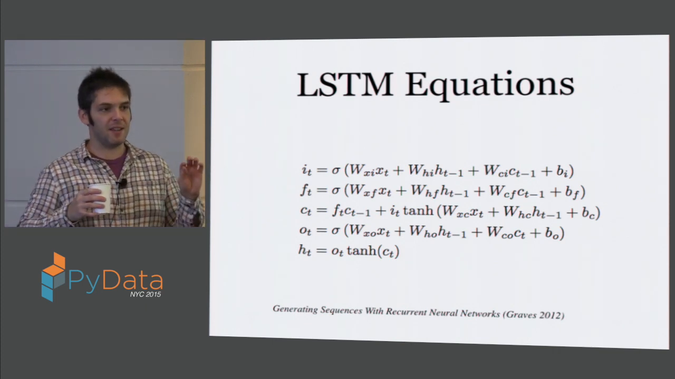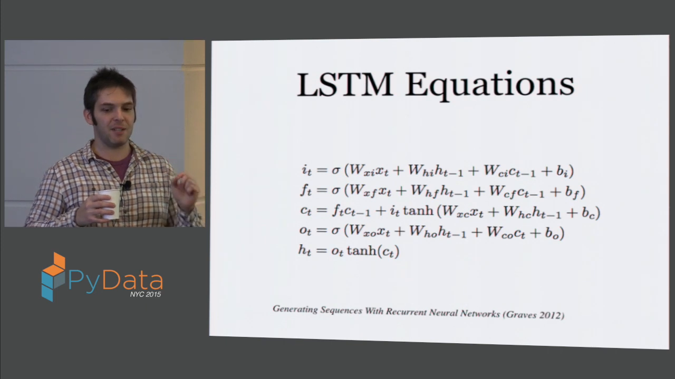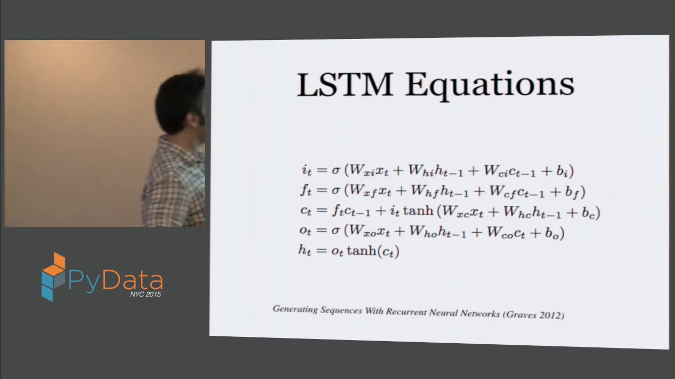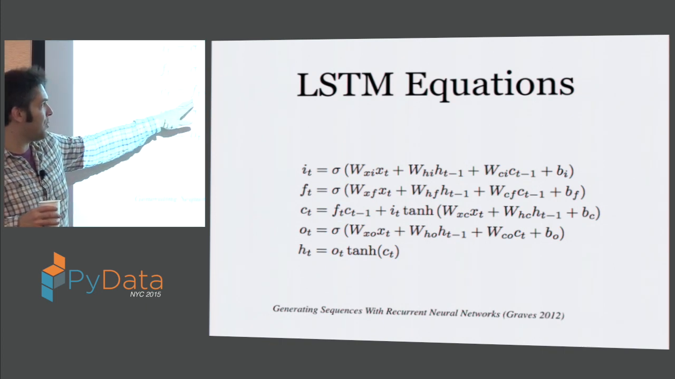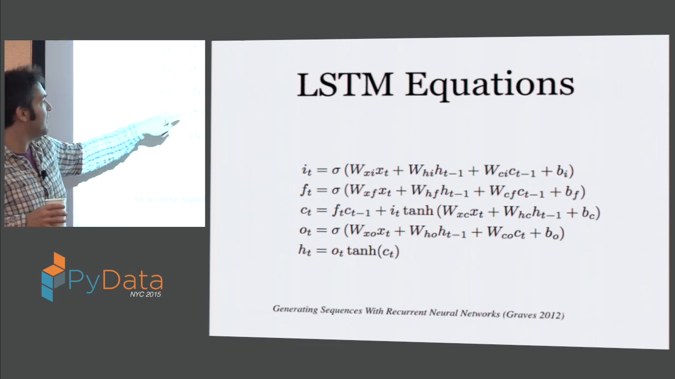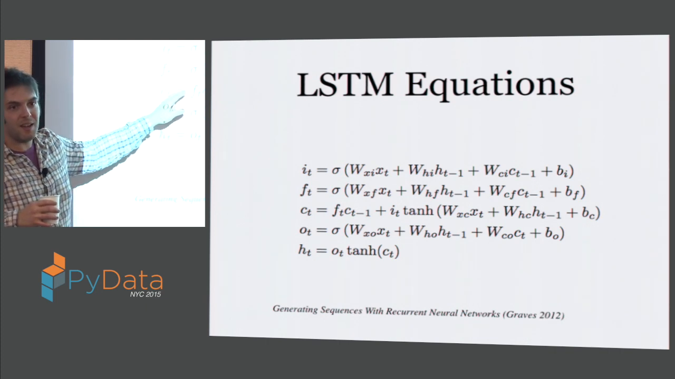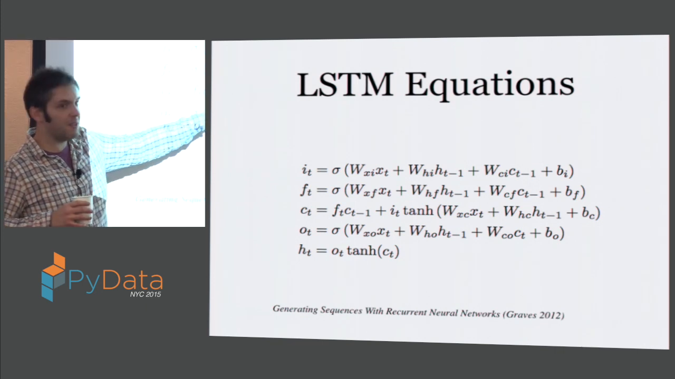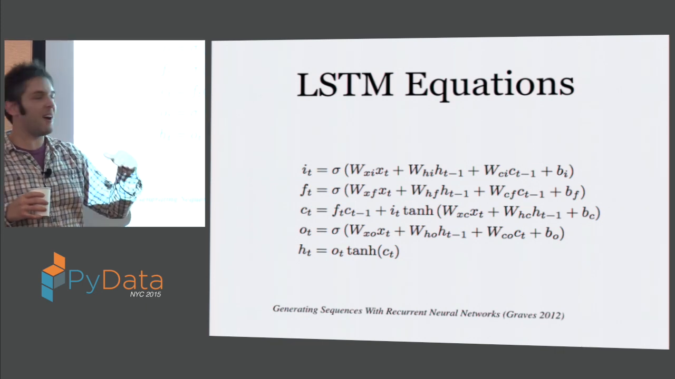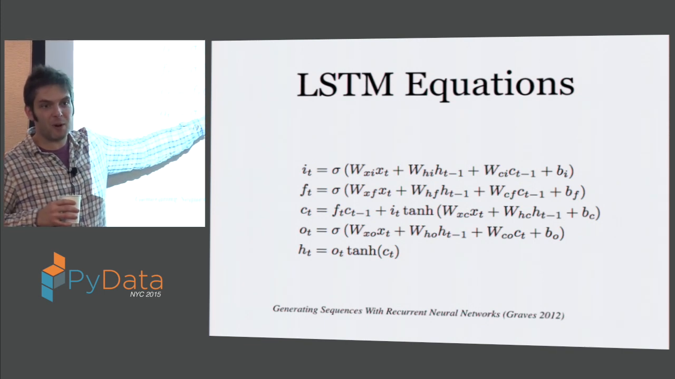So C sub t is the internal state, the hidden memory of an LSTM unit at time step t. The update for the internal state is a function of how much of it you should remember, which is this forget gate f sub t. If f sub t is high, then you remember a lot of your previous state. And if f sub t is low, then you forget it entirely. And then there's another continuous on-off switch of how much of your input you should look at: i sub t, is this an important input?